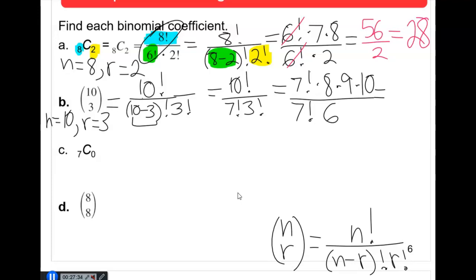So now the numerator will be the product of 8 times 9, which is 72, times 10, which is 720. And it will be 720 divided by 6. And I believe this is equal to 120.